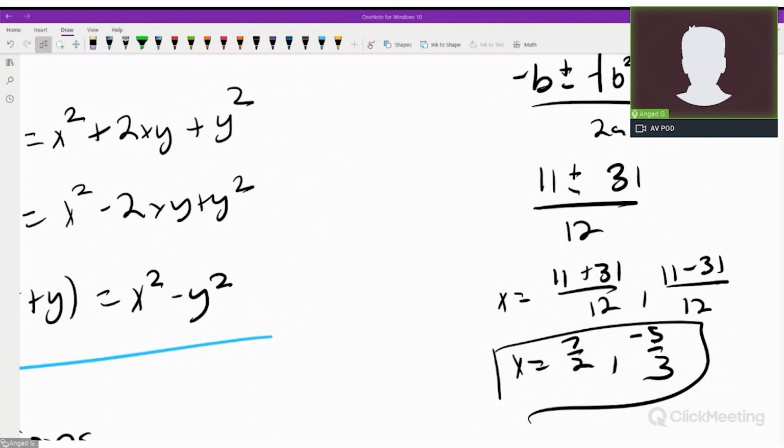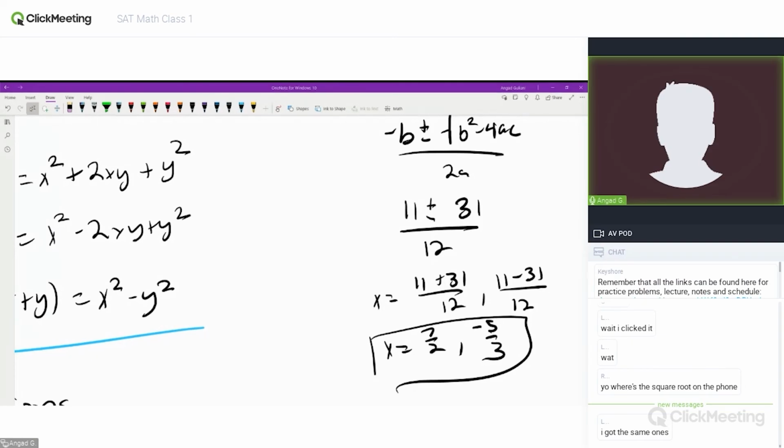Square root on the phone. Okay, so Ryan, first of all, on the SAT, you can't use your phone as a calculator. I would recommend getting a graphing one. But if you're using the phone, I'm pretty sure on iPhone, if you're on the calculator app and you flip it horizontally, there should be a square root of x sign. It looks like this. That should probably be there.